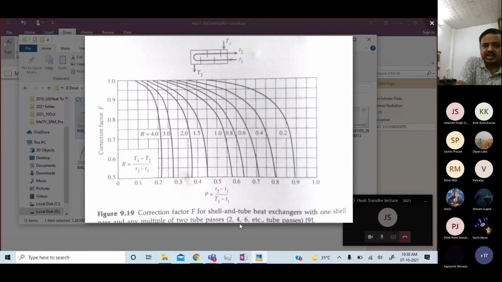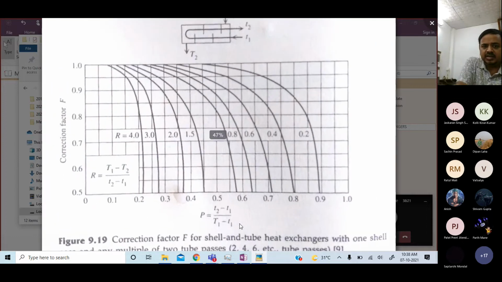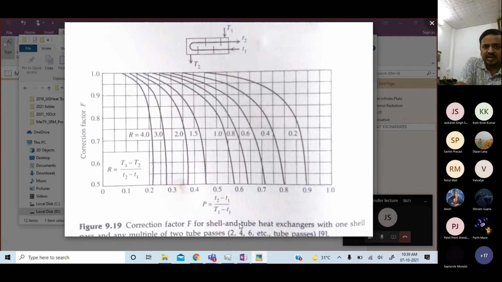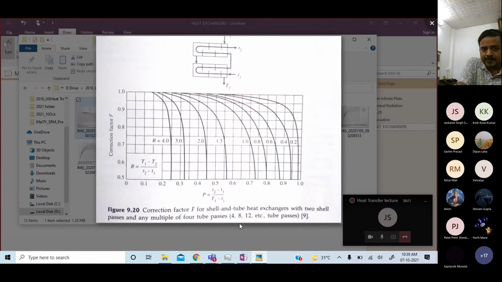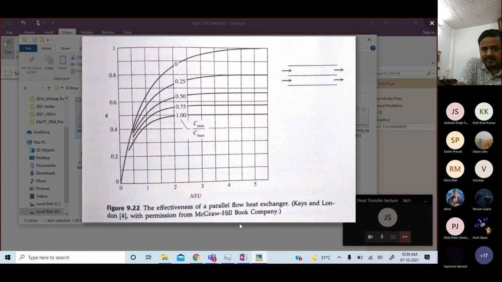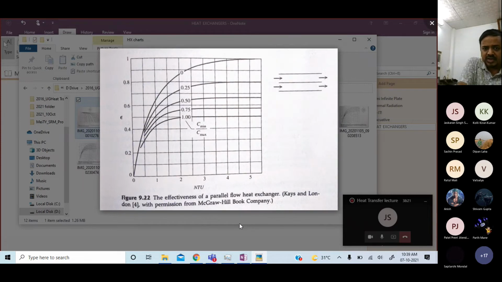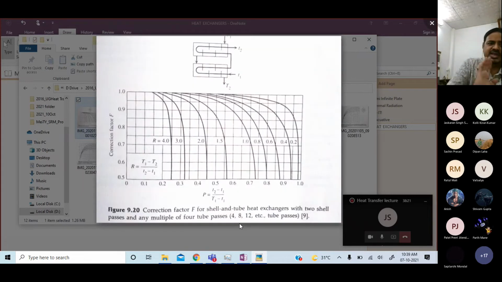This is a shell and tube heat exchanger with single shell pass and two tube passes. See here. This is two shell and four tube passes. Okay. Ignore this one. This is later. So these are your F charts.